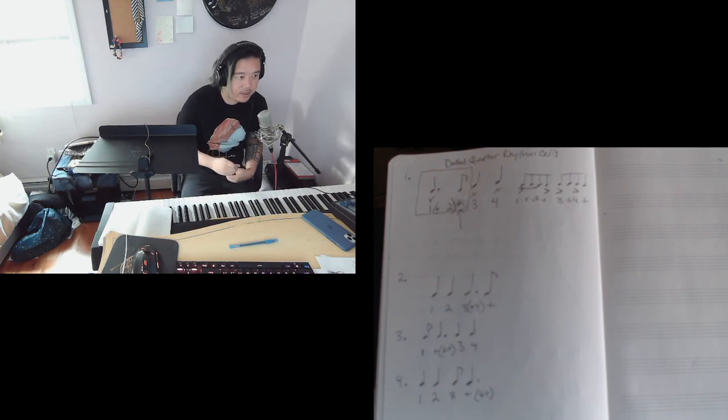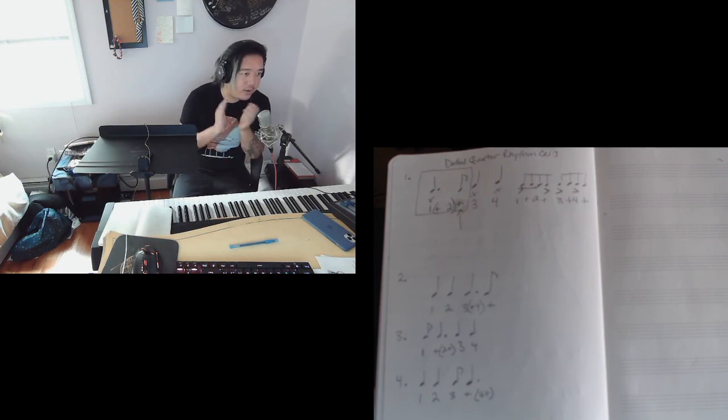Now for number 3, you can compare number 1 and number 3, and you'll realize that the only thing we did is reverse where the eighth note and the dotted quarter were. If you took it through the subdivisions of the eighth notes, instead of being 1 and 2 and, now what we have is 1 and 2 and.